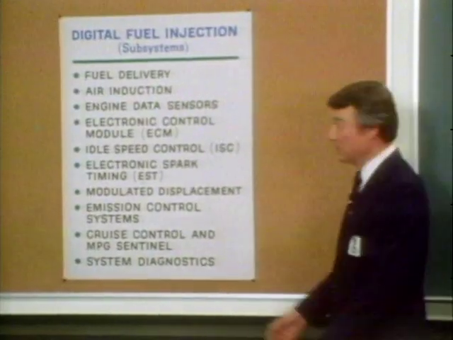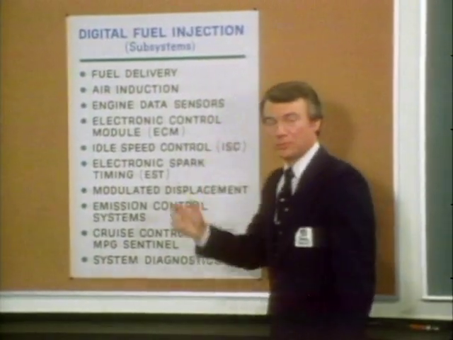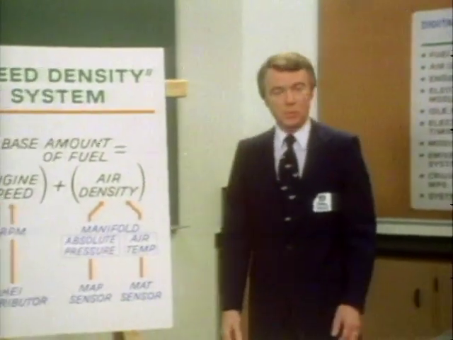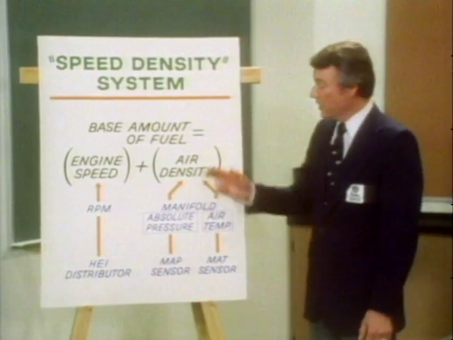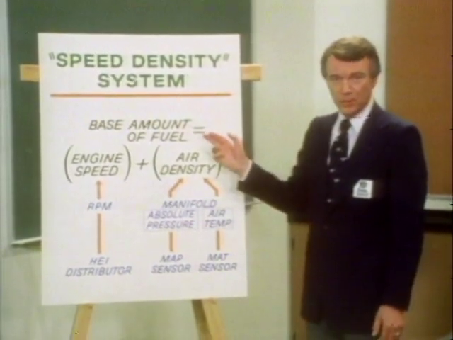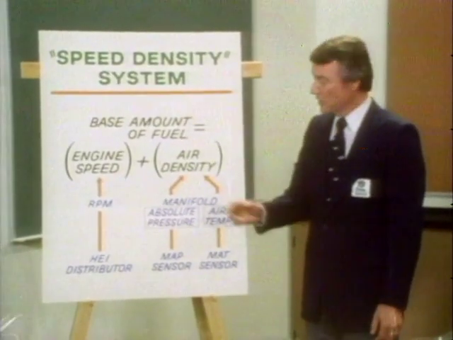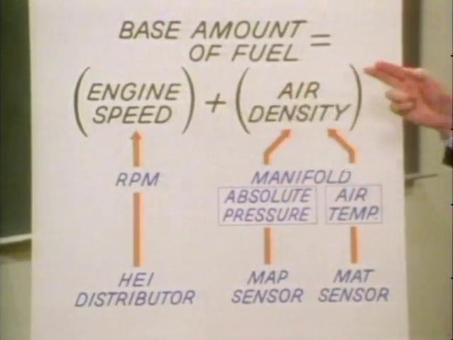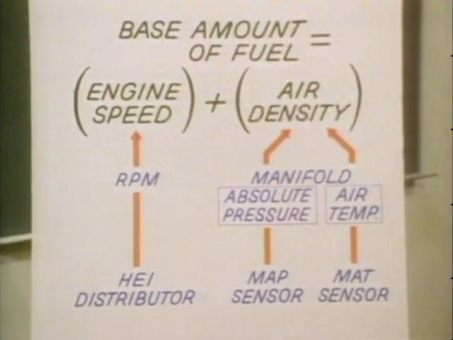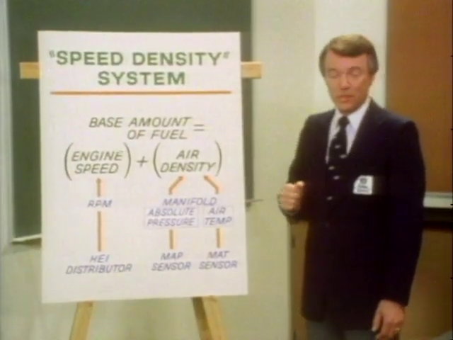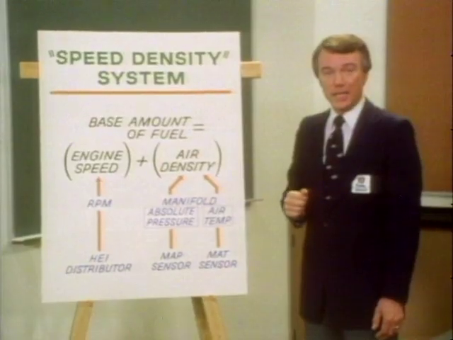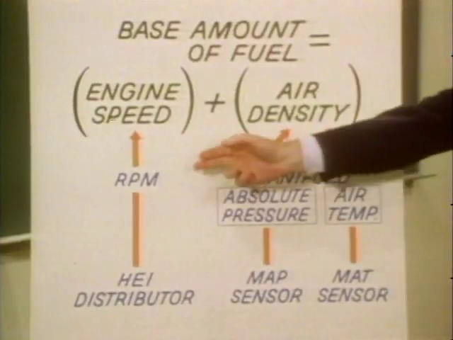The next subsystem, Engine Data Sensors, provides the DFI system with the necessary information for the fuel management portion of its operation. The DFI system establishes the base amount of fuel to be delivered into the engine, depending on the factors of engine speed and air density. The system is therefore known as a speed density fuel management system. The factor of engine speed is determined by engine revolutions per minute, RPM.